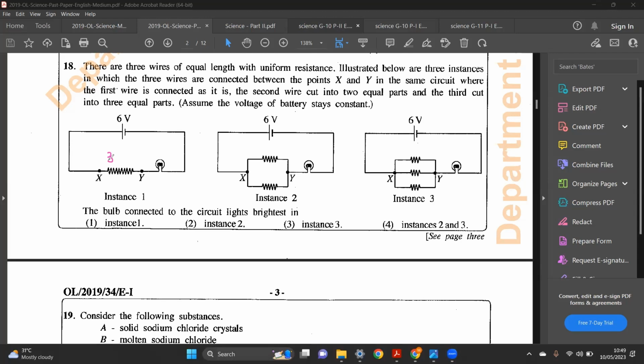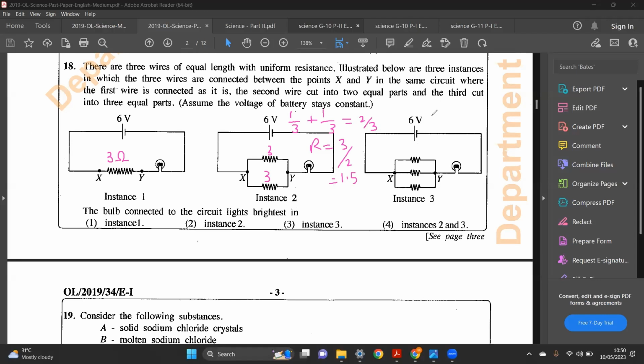Let's say we take 3 ohms. In this particular situation, let's say all of these resistors are of 3 ohms. So the resistance for this entire circuit is 3. Second one, this is 3, this is 3. Then if I do the calculation, 1 over 3 plus 1 over 3, remember it's a parallel circuit, so 2 over 3, therefore R is equal to 3 over 2. That is 1.5. So definitely the second instance has higher current than the first one.